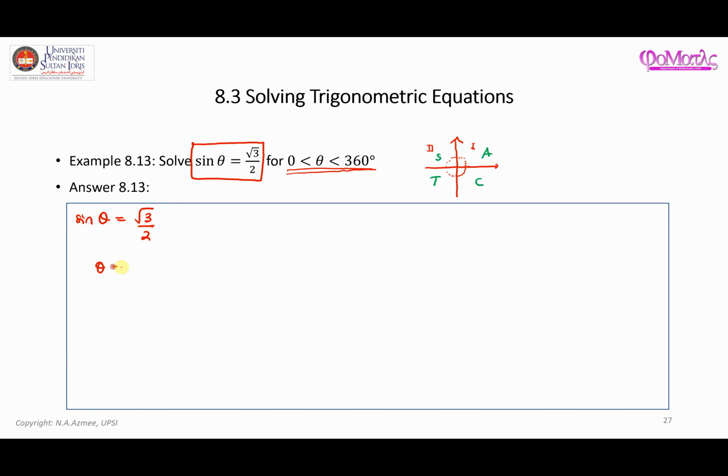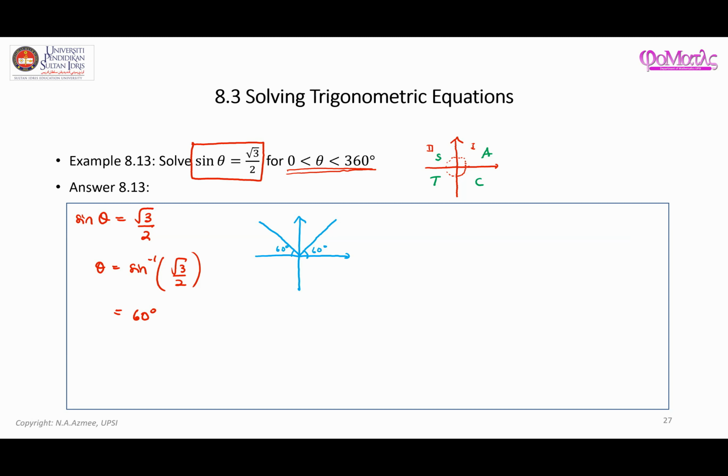So theta is going to be inverse sine root 3 over 2, and if you punch in to your calculator, you will get the answer is 60 degrees. Okay, so therefore we know that our theta is just going to be either on the first quadrant or on this quadrant. Both here, this is 60 degrees and this corresponds to 60 degrees.